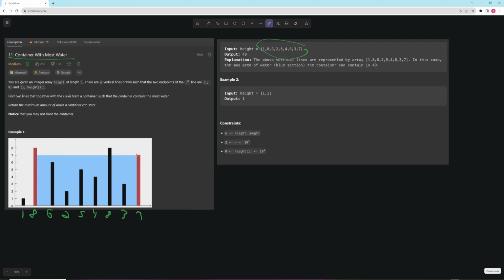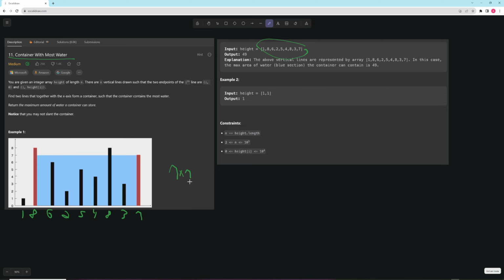So if you notice, in this biggest container of height 8 and 7, the amount of water that can go up is going to be equal to the minimum of the two heights times the width. So here, for example, the width is 1, 2, 3, 4, 5, 6, 7, and the minimum height is 7. So we have 7 times 7.